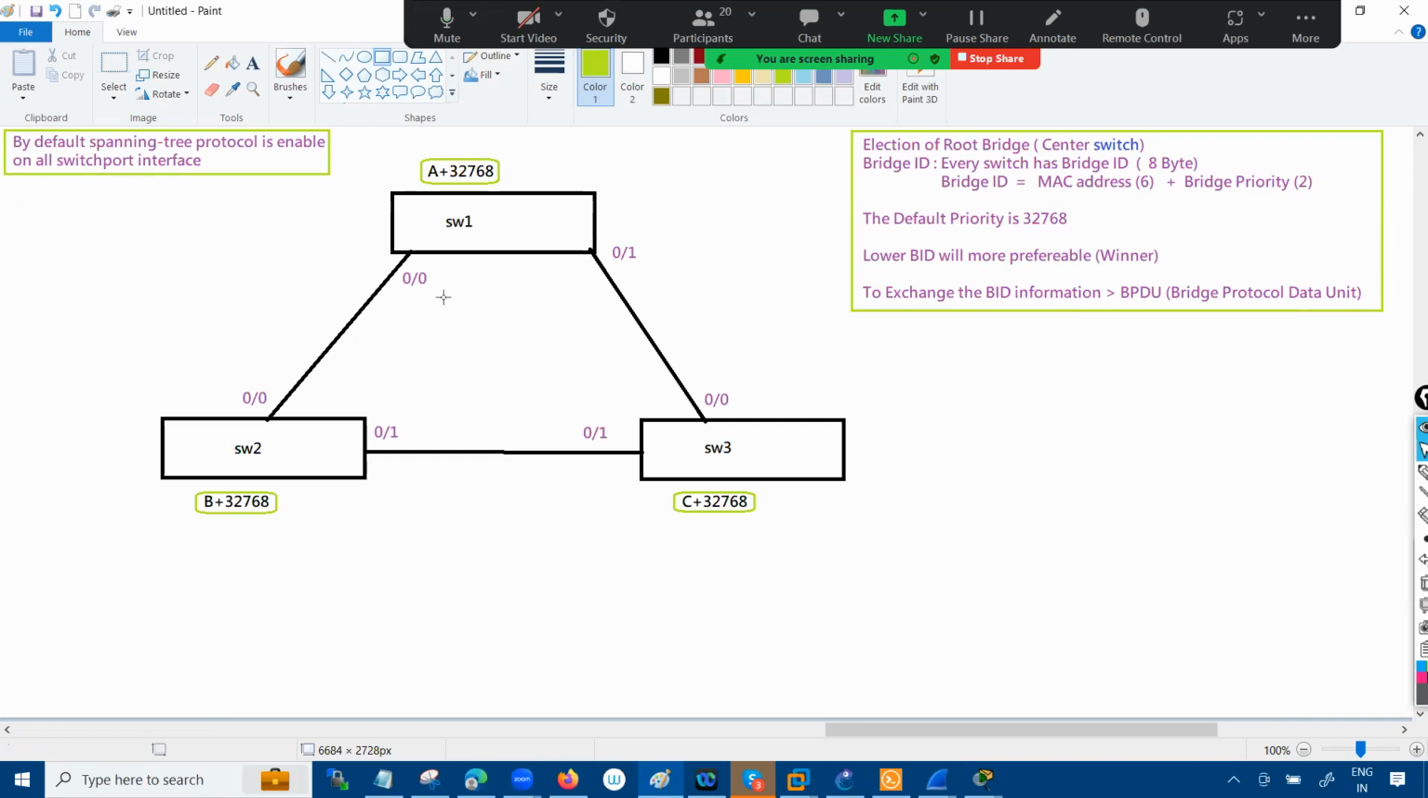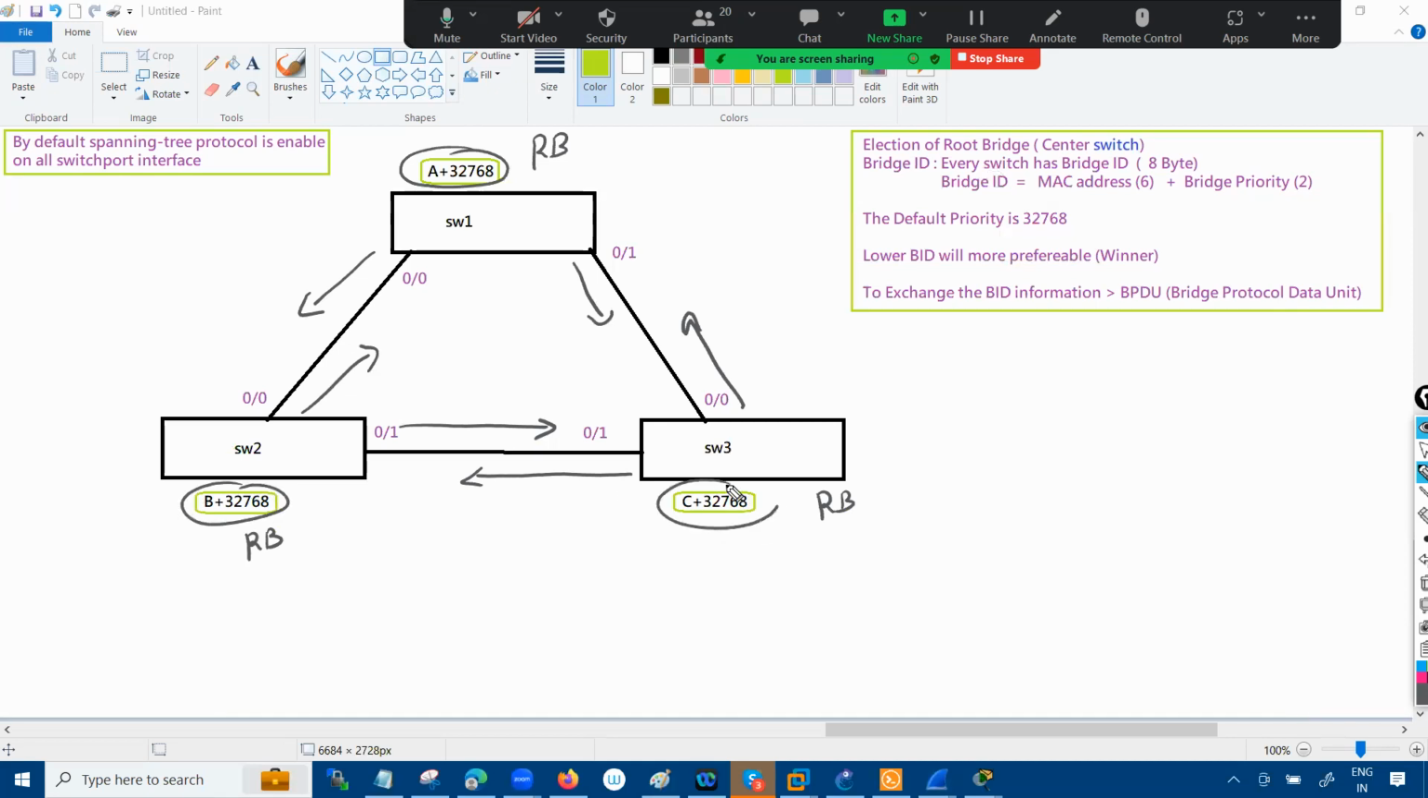What I told you is that initially everyone is going to say, hey, I will be the root bridge. He is going to claim that he is the root bridge. He will also claim that, hey, I'm the root bridge. How will they claim that? By exchanging the bridge ID information.